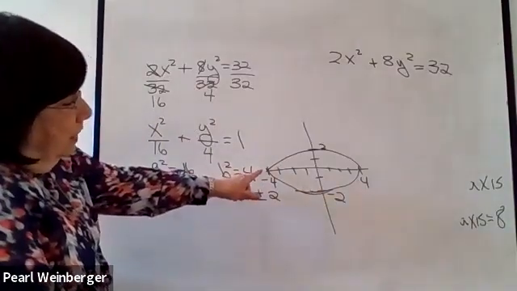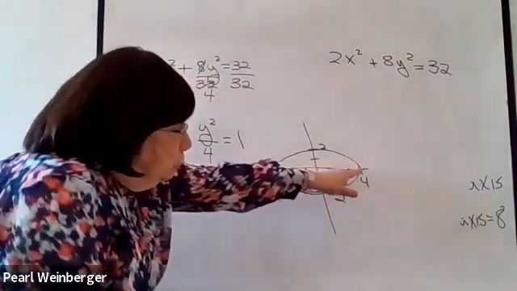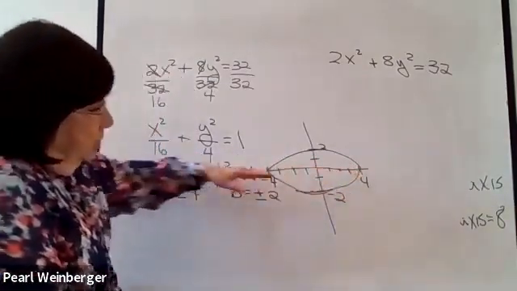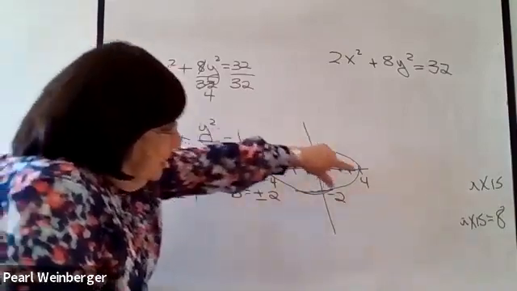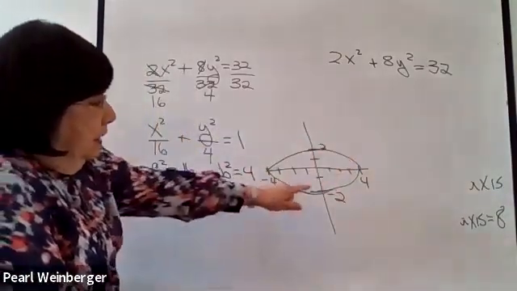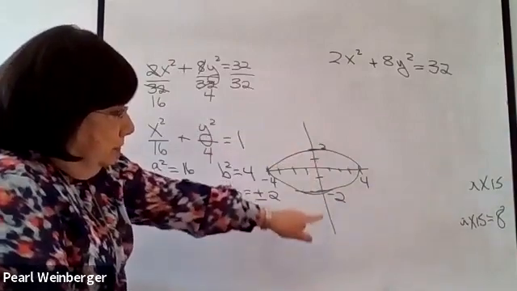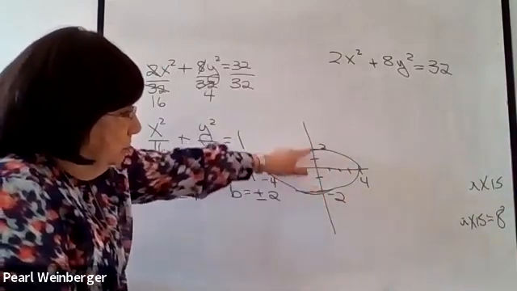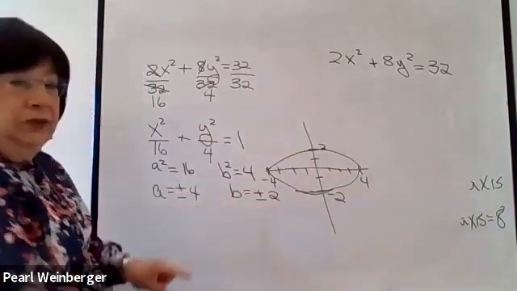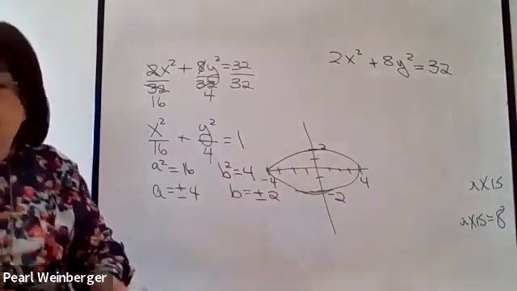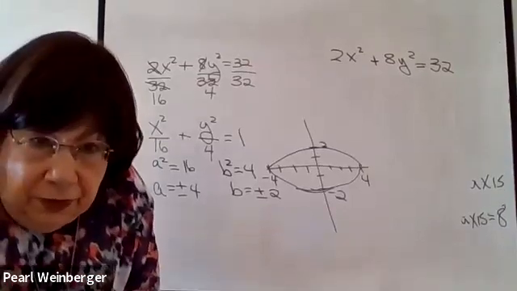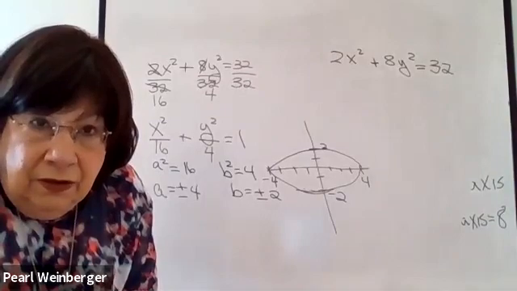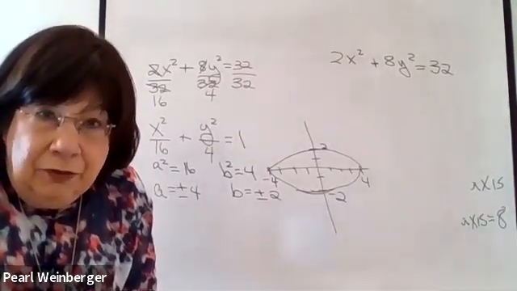Notice, if I ask you how long is the major axis, you would say the major axis is along the x-axis and it's 8 units long. And the minor axis, the one along the y-axis, is 4 units long. It's always double these numbers. Let me see, I see a bunch of answers in the chats. Good, most people got it right, great.